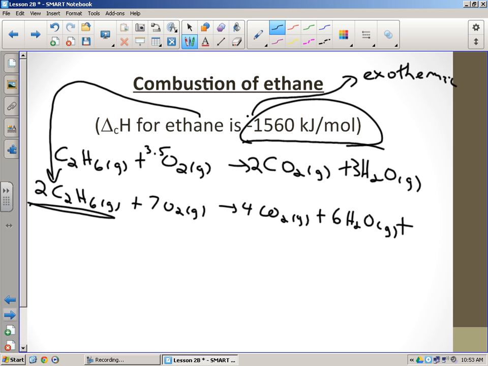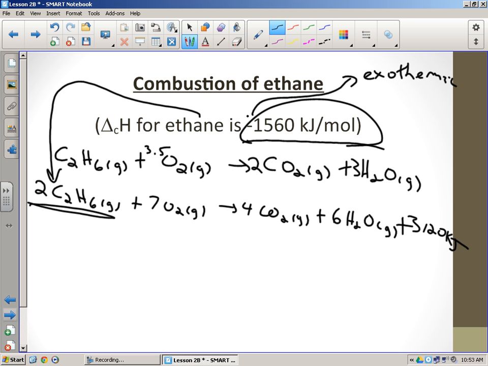But remember, that's for 1. We're burning 2. So we got to double it. So what's that? 3120? Is that right? Okay, 3120 kilojoules. It's not kilojoules per mole anymore because that's how much energy I'm going to get out of this system, right? For 2 moles, it's not per mole anymore. This is for 2, so I'm going to get twice the amount of energy, kilojoules, right? This is how much you get for every mole that you burn. I'm burning 2, so twice as much, 3120, okay?